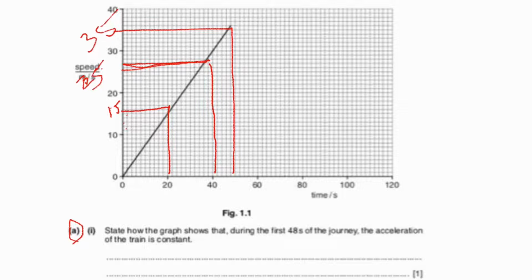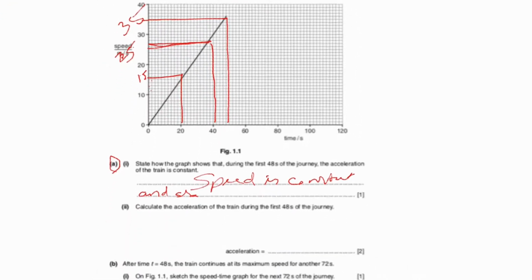So a 15 meters per second increment is there. Here also 15, here also 15, here also 15. So everywhere it is constant. That means the speed increase is constant. So we can write that the speed is constant, and also the graph is straight till 48 seconds.